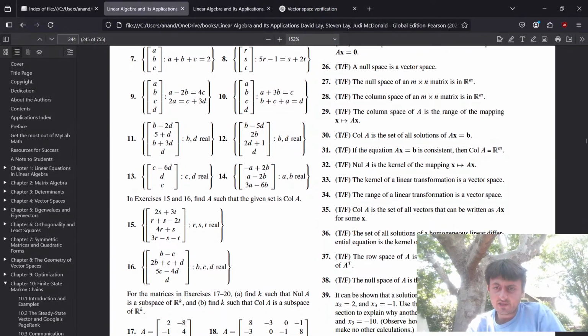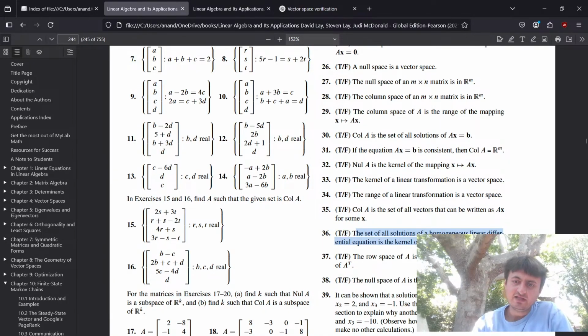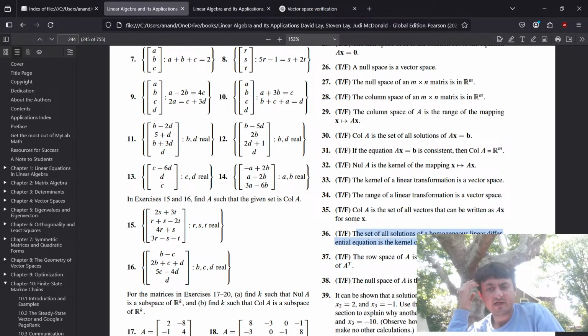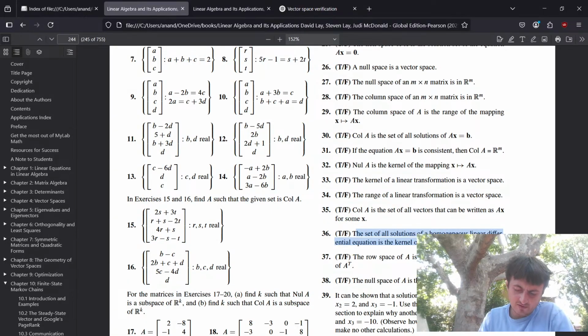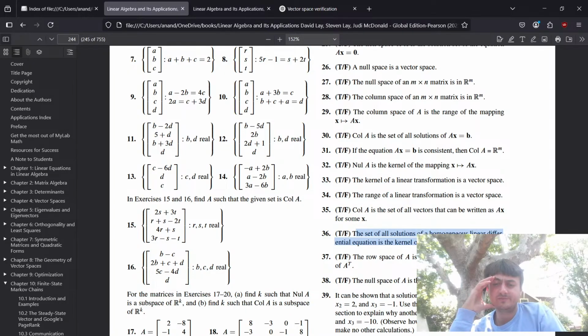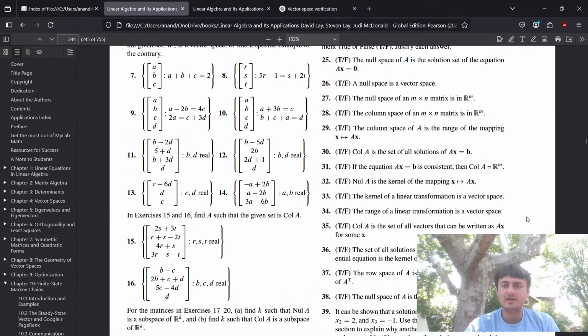36. The set of all solutions of a homogeneous linear differential equation is the kernel of a linear transformation. That's true, but it's like, why are you even asking me that one? 37. The row space of A is the same as the column space of A transpose. That's true. 38. The null space of A is the same as the row space of A transpose. False. All right, cool. Let me just double check all of the answers.